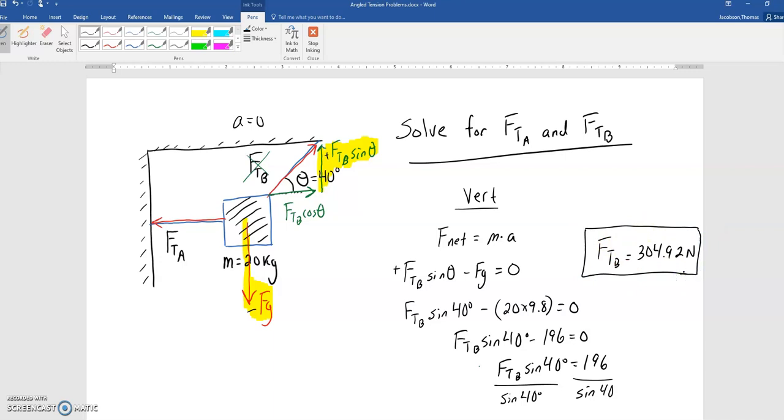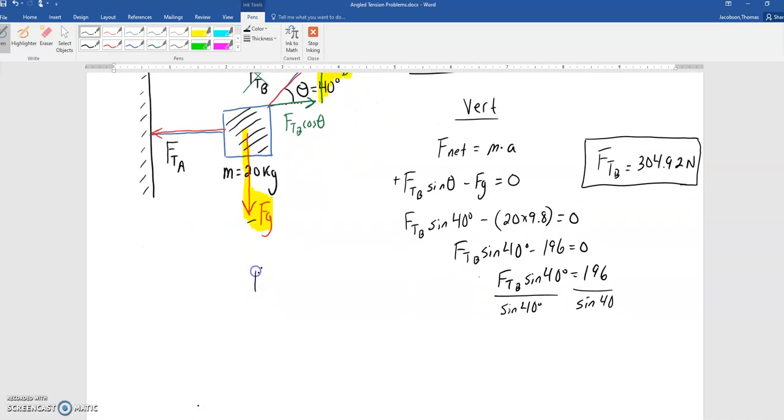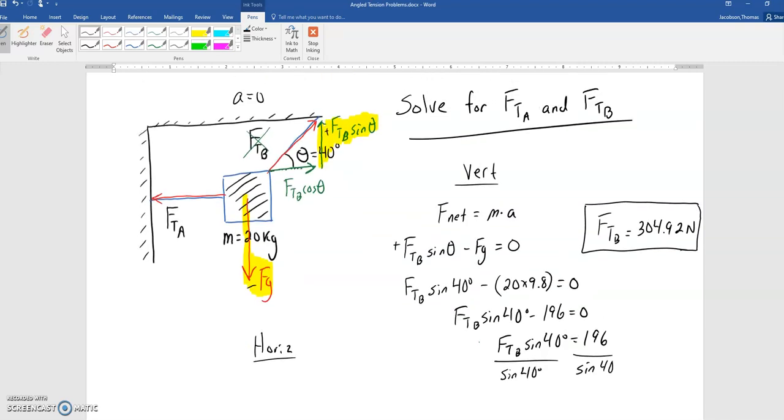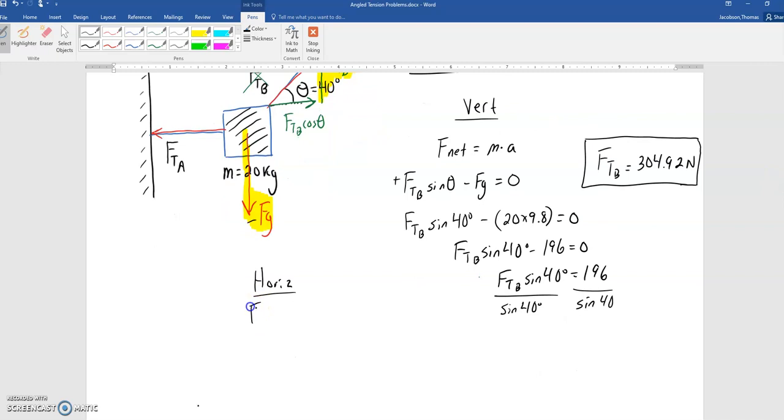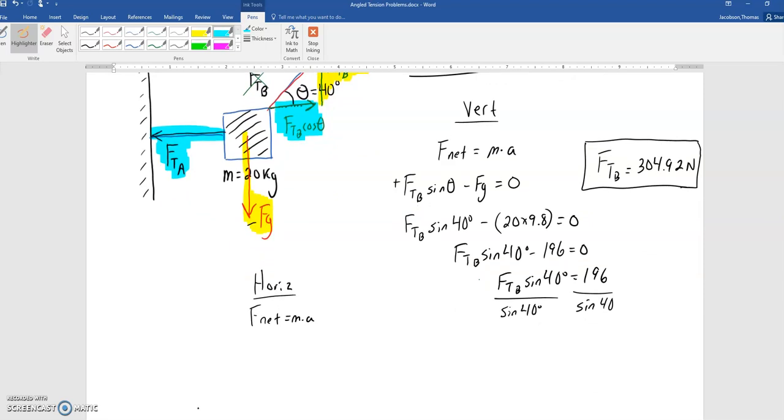If we would have started off with horizontal, we wouldn't have. But we only solved for the tension in rope B. We want to solve for both, which means we are going to have to use horizontal forces because, as you can tell, A is pulling horizontally to the left. So if we look at our force diagram and we start off with F net equals ma, like I always tell you guys to do, we have to look for horizontal forces. Here's one horizontal force that I just put in blue. Here's the other horizontal force right there. There's only two.